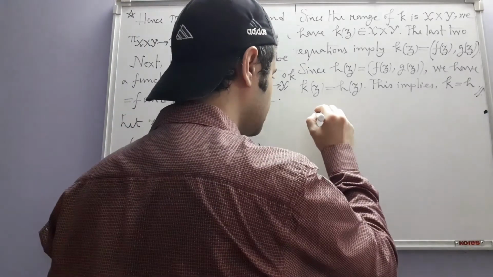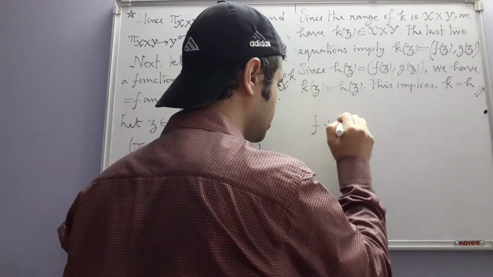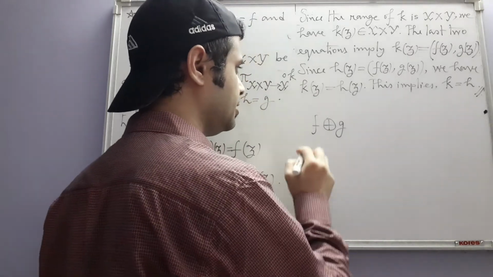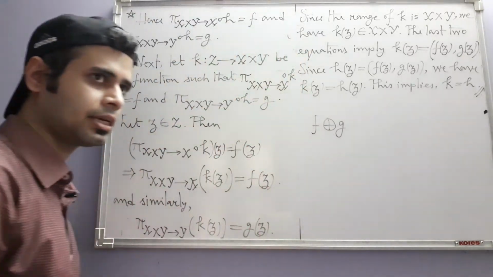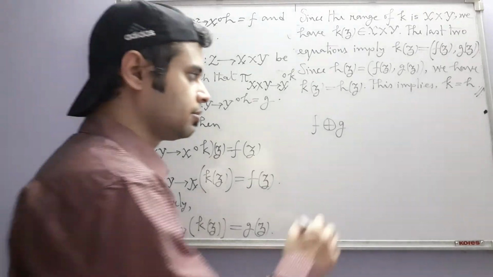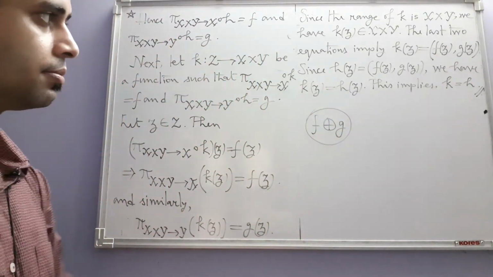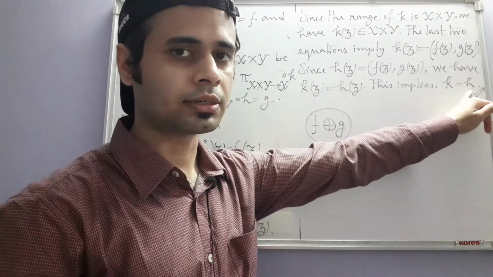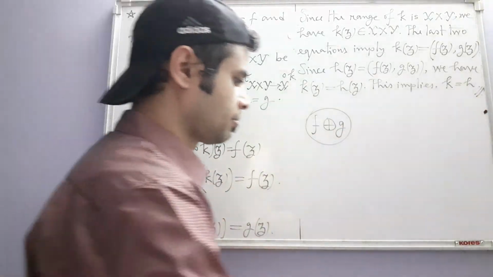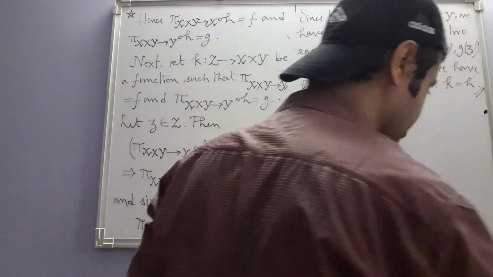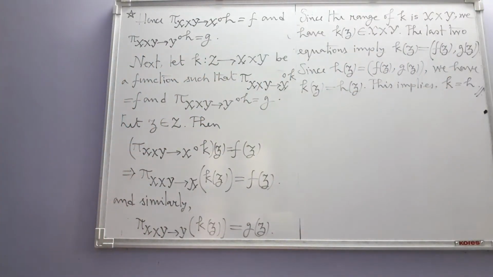So whenever you encounter something like this, you know that F and G are functions from Z into X and Z into Y respectively, and F plus G is the function H. They help us combine two functions having different ranges into a single function. So here this solution ends.